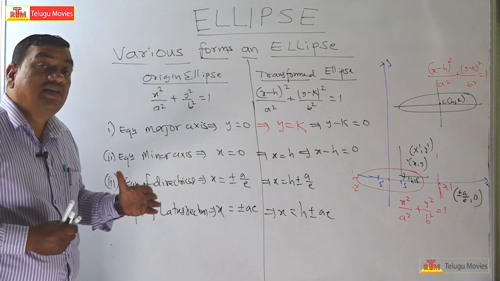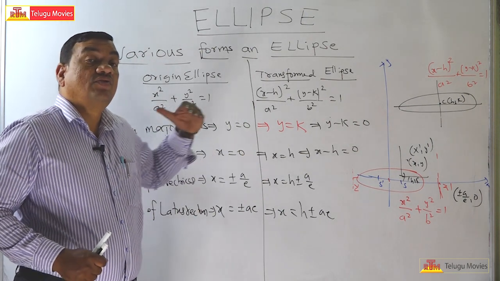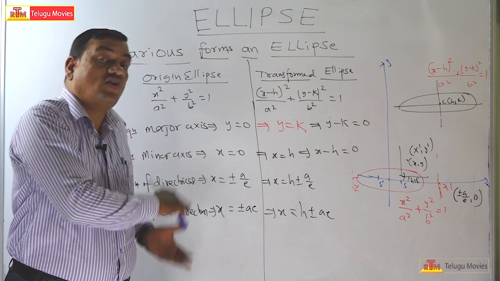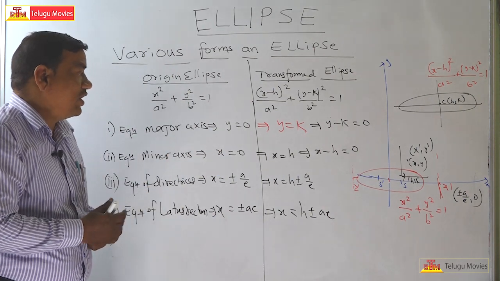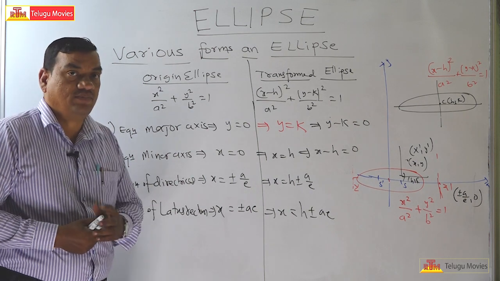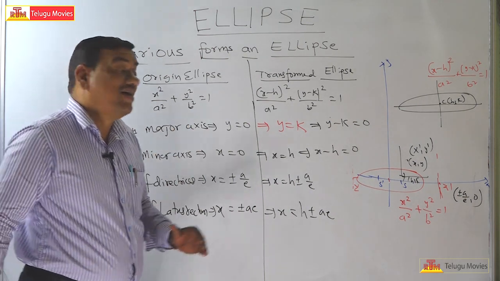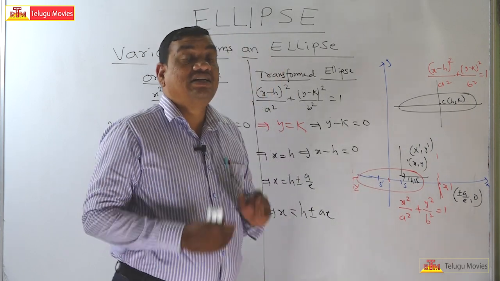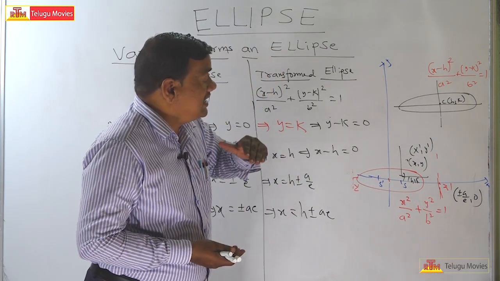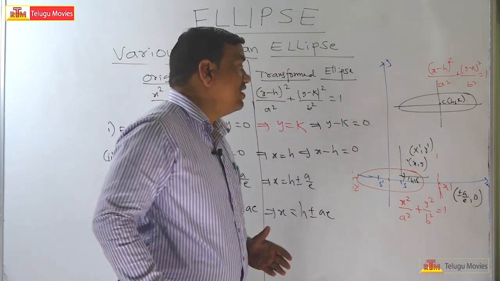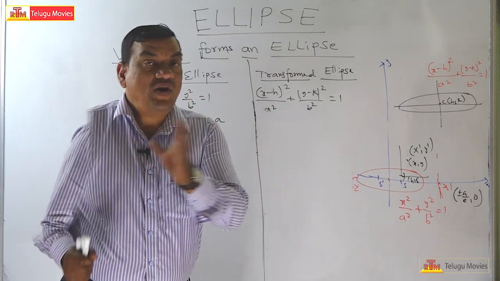If y is there, you add k. If x is there, you add h to this equation, to the right side, not left side. Okay now, I hope that you understand this concept. Then what about the length of the major axis, length of the minor axis, distance between the foci and distance between the center to the directrix? Then how will they be? Let us see that.